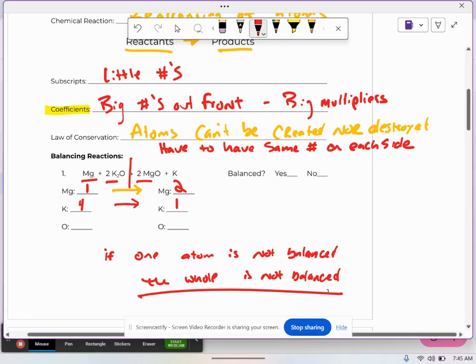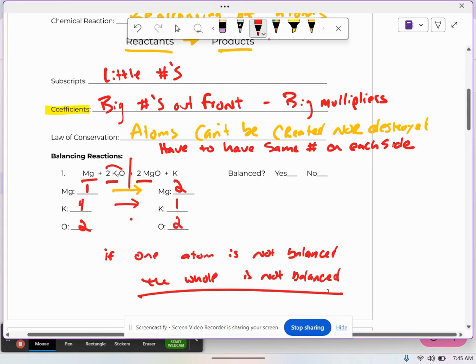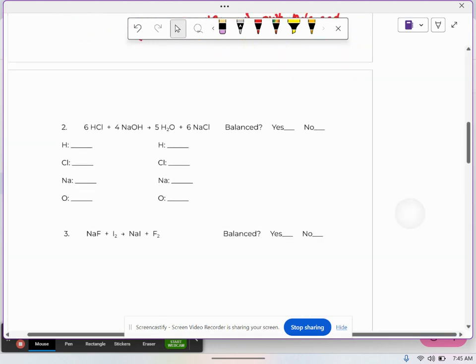Okay. And then if you look at the oxygens, I have 2. And then I have 2 on the right. Okay, those are balanced. Those check out, right? But once again, these are not the same, so we say the equation is not balanced, right? So if the equation is balanced, you would say magnesium would be 2 there and 2 there, 4 there, 4 there, 2 there, 2 there. Okay? Let's go on to the next one.